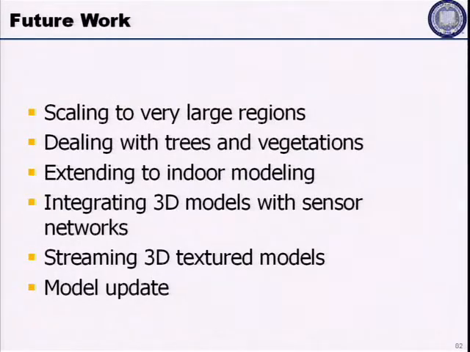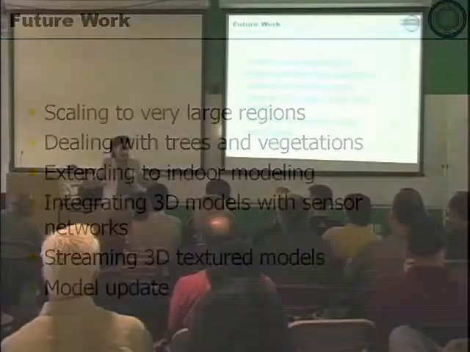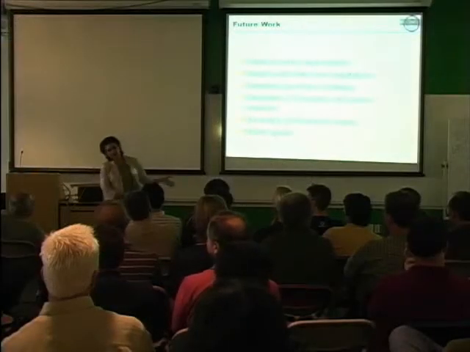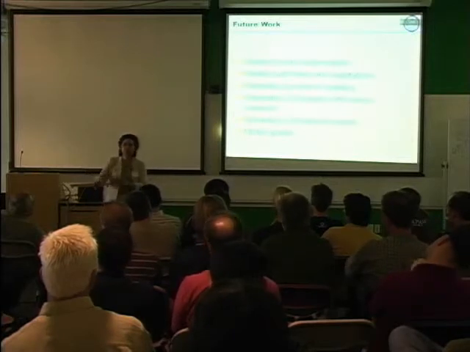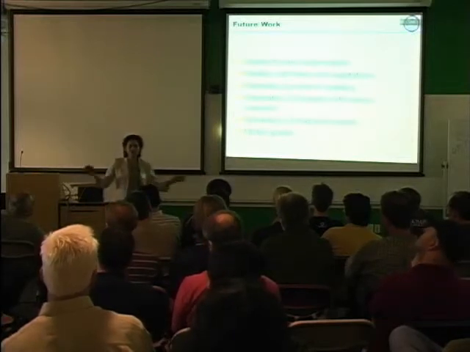So scaling to very large regions is a big goal of ours, and I'll talk about some of our thoughts on that. Dealing with trees and vegetation, this foreground background stuff, extending to indoor modeling, integrating the 3D models with sensor networks, that's an area that the government is funding us in, streaming these 3D texture models to maybe handheld devices, and also model update. If you've already collected a bunch of data, and now some of the buildings are gone, some new ones have appeared, how do you fuse these two models without having to start everything from scratch?